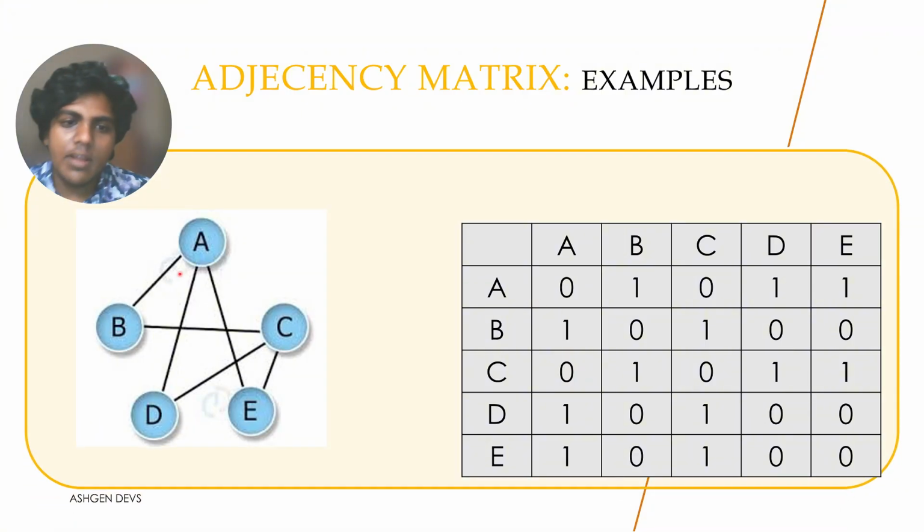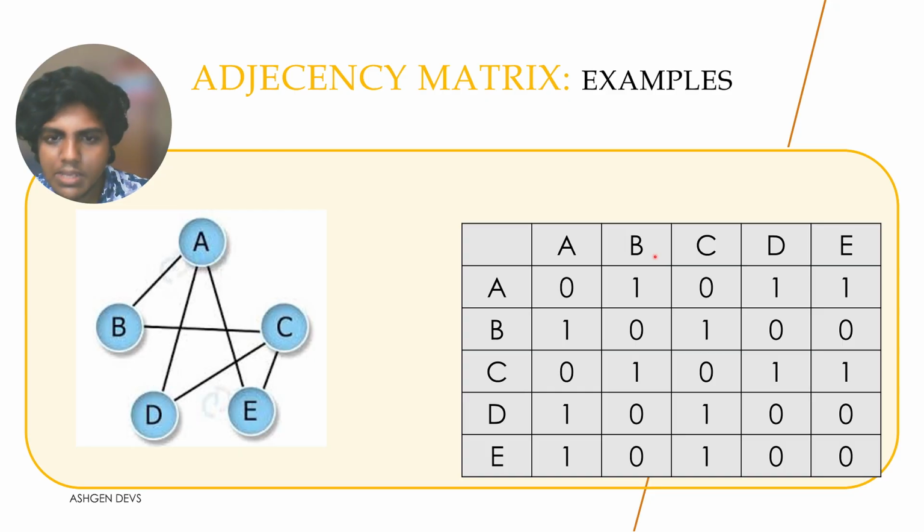And here we can see that A is connected to B. So A is here and B is here, and it is 1, as we use binary codes. Here we have A and B also, and it is 1 because A and B are connected. A to A is 0, A to C is 0 because A and C are not connected. But A to D and A to E are connected, so it is 1.